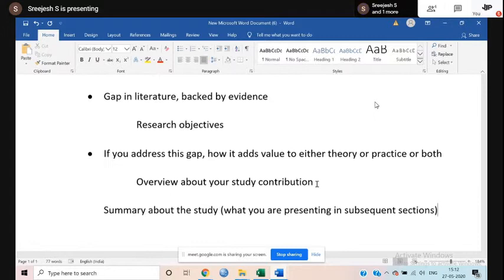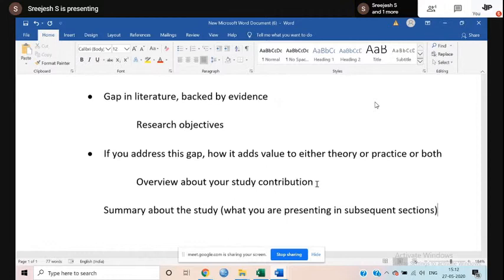You need to give a very brief overview of your study's contribution, not in detail. And finally, you need to provide a brief summary of your subsequent presentation, that is, what you're presenting in subsequent sections. I believe all of you understood. These are always a must in the introduction section, so that is very much required.